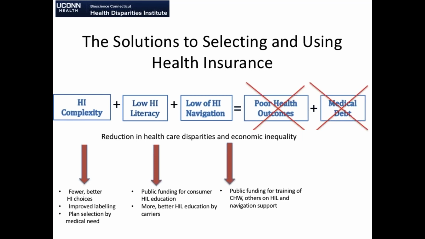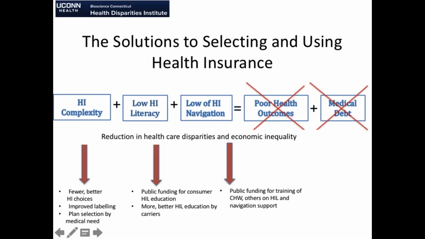What are some of the solutions to selecting and using health insurance? Under health insurance complexity, the red arrow says fewer but better health insurance product choices. We don't need 55, which was the number the first time I checked under Access Health Connecticut. We also need improved labeling. Bronze, silver, gold, and platinum are not very good labels because all of these are value laden. Like a gold medal is better than a silver medal, which is better than a bronze medal. But when it comes to your health, your financial situation, and your health needs, silver or bronze could be a better choice for you depending on your overall health and your financial situation. Fortunately, Access Health Connecticut and others are providing decision support tools that help with that decision.